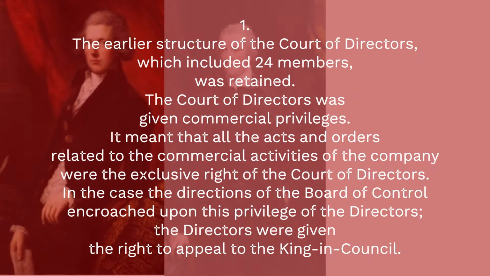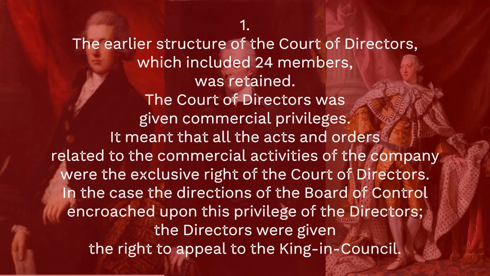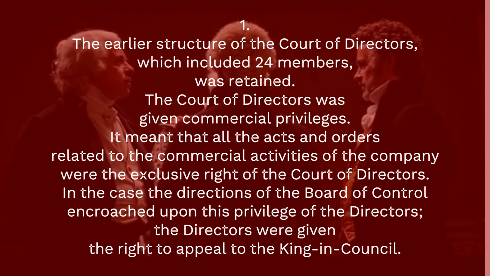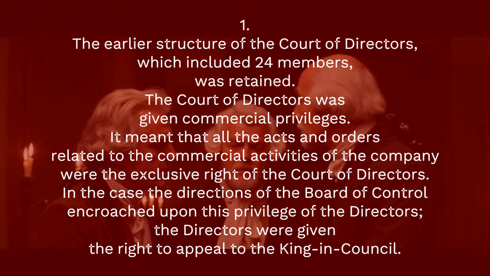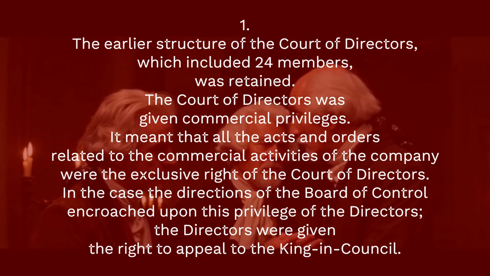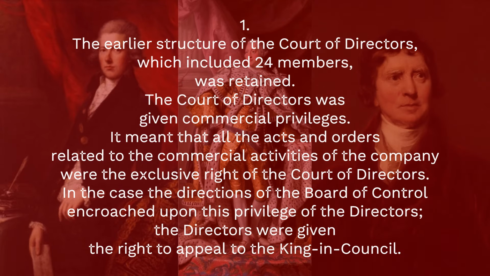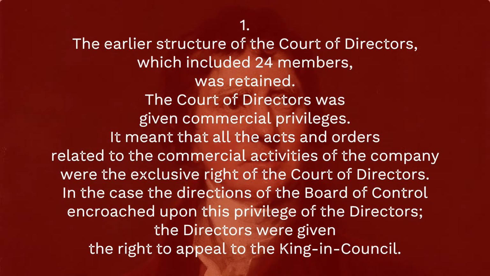Provisions governing the Court of Directors. 1. The earlier structure of the Court of Directors, which included 24 members, was retained. The Court of Directors was given commercial privileges. It meant that all the acts and orders related to the commercial activities of the company were the exclusive right of the Court of Directors. In case the directions of the Board of Control encroached upon this privilege, the directors were given the right to appeal to the King in Council.